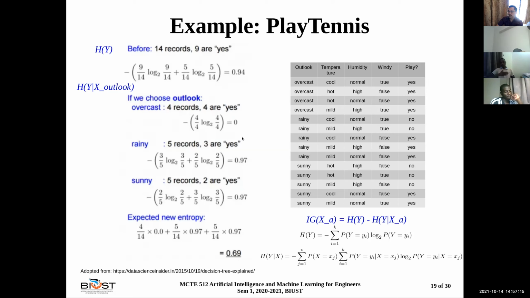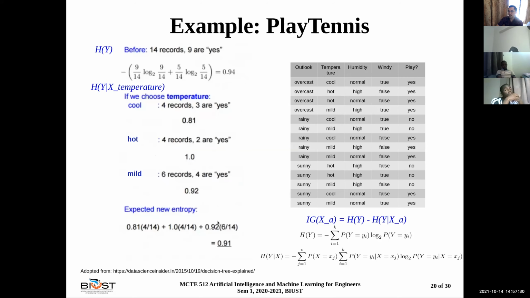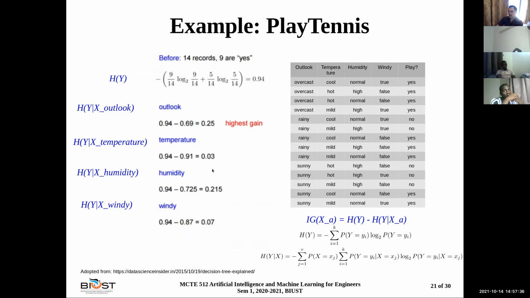No. 14 minus 9, that's 5. And then 8 minus 6, that's 2. So 0.25. So here the information gain is 0.25, can somebody write it down? So here, 0.94 minus 0.91, so that's 0.03.